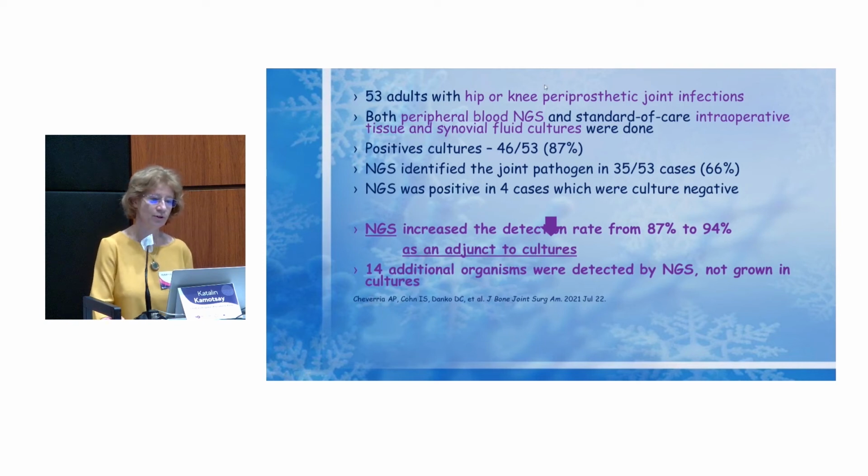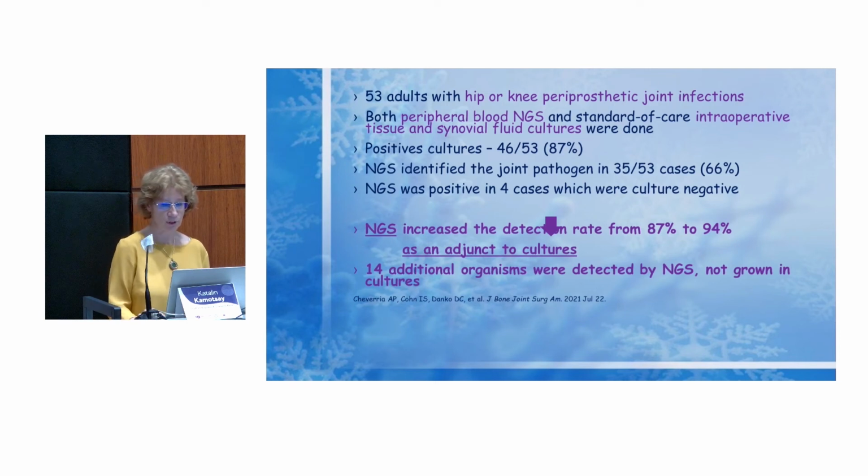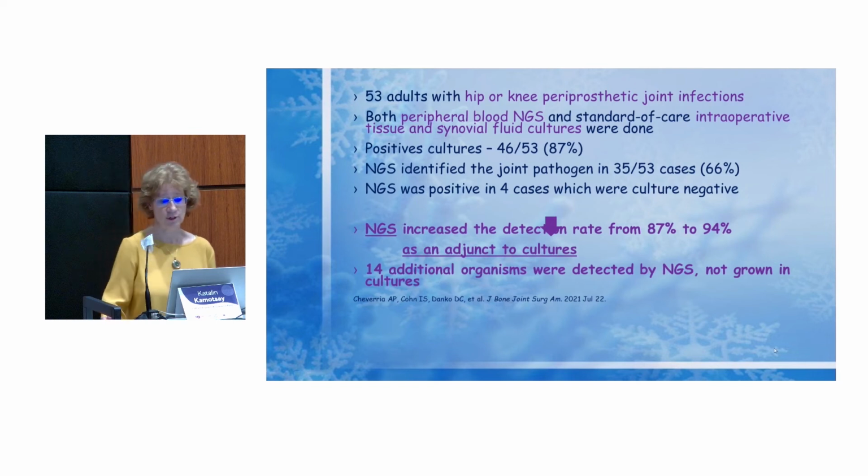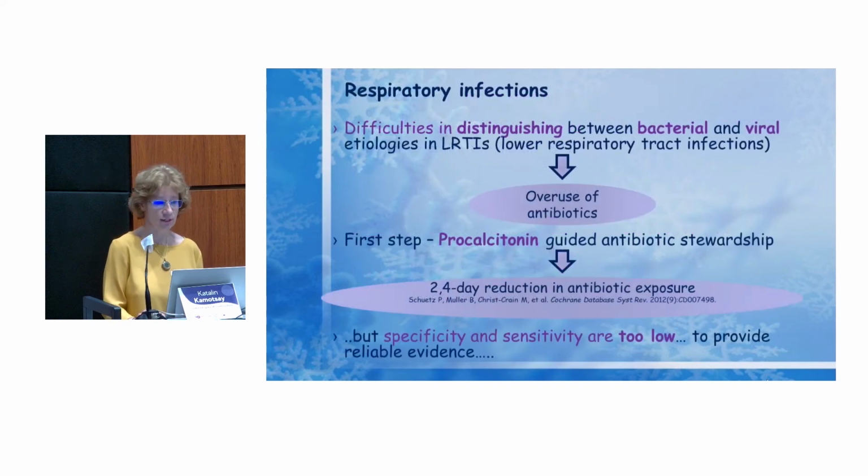There is another story about knee and hip periprosthetic joint infections, where they compared the intraoperative normal cultures with this next generation sequencing technique, and together again there was a rise in the detection rate of the two systems together. And what is quite important, 14 additional organisms were detected by next generation sequencing.